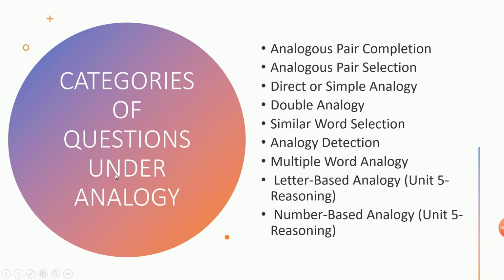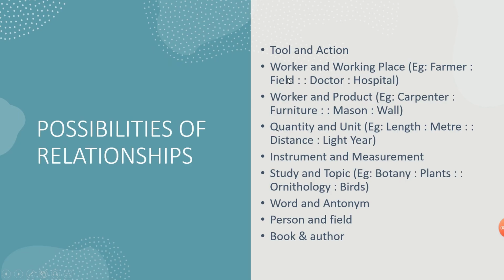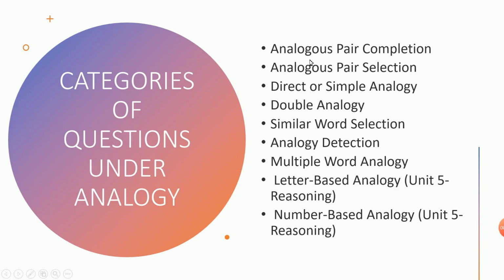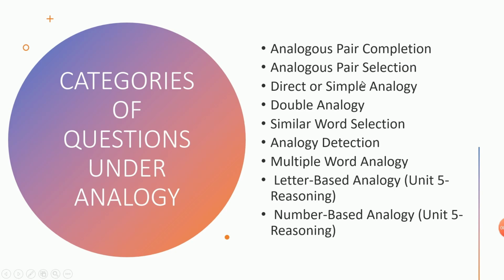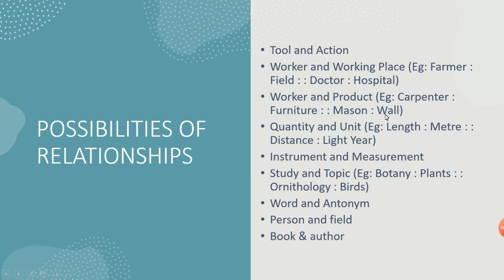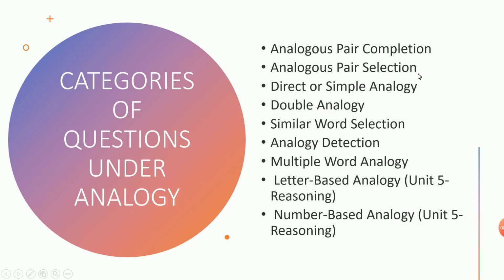Next is categories of questions under analogy. First, analogous pair completion. Here, farmer and field, then doctor and a question mark will be there. You have to find the hospital. That is analogous pair completion. You will be given a question mark so that you have to complete the sequence. Next is analogous pair selection. What they will do is give only farmer and field. You have to find in the options, they will give doctor, hospital or mason, wall, something like that. You have to find the remaining pair. So that is analogous pair selection.